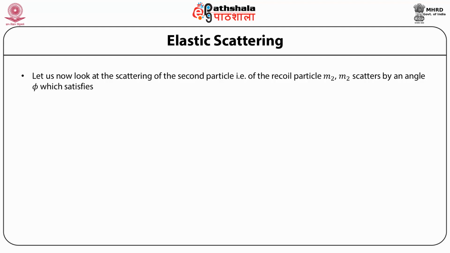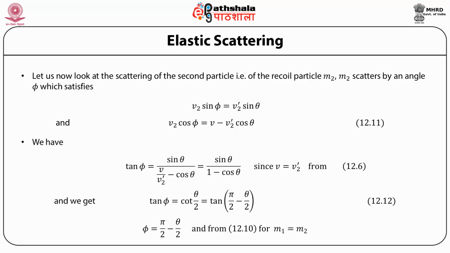Let us now look at the scattering of the second particle, that is, the recoil particle m2. m2 scatters by an angle phi, which satisfies V2 sin phi is equal to V2 prime sin theta, and V2 cos phi is equal to V minus V2 prime cosine theta. We have then tangent phi is equal to sin theta divided by V over V2 prime minus cosine theta, which can be expressed as sin theta divided by 1 minus cosine theta, because V is equal to V2 prime.